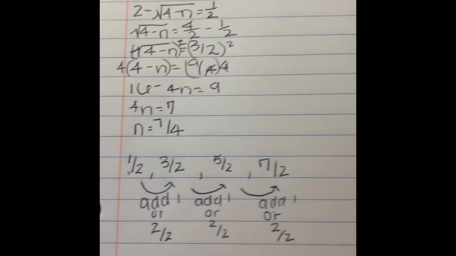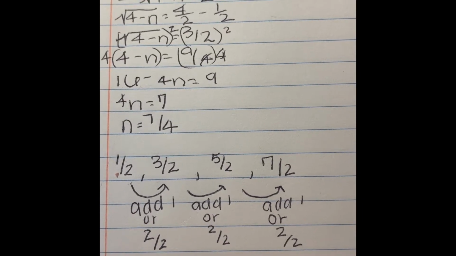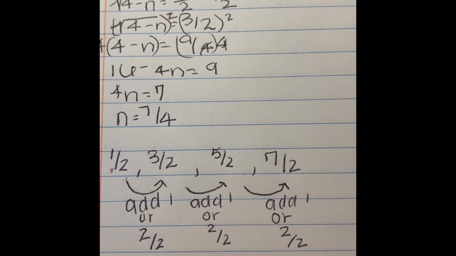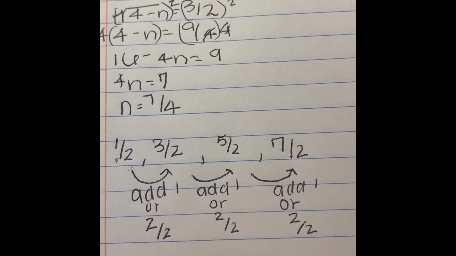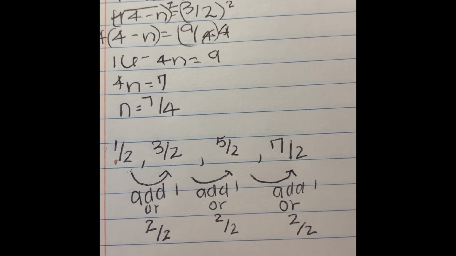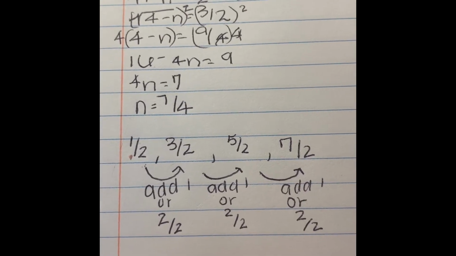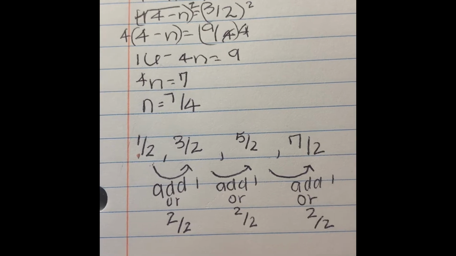So we're going to set them all out. Our first term is 1/2 and our last is 7/2. Since it's an arithmetic sequence, they're all added or subtracted by the same amount. In this sequence, you just add 1 to each term to get to 7/2 as the last term. So the second term is 3/2, and the third term is 5/2.